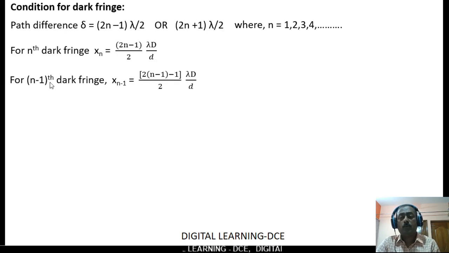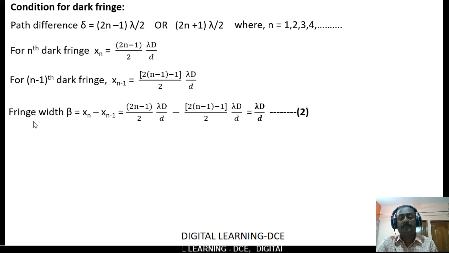For the (n minus 1)th dark fringe, that means the 9th dark fringe. Here the above equation stands for the 10th dark fringe. Here the lower equation stands for the 9th dark fringe. That means x(n minus 1) equals (2 into (n minus 1) minus 1) divided by 2 into lambda D by d. Let us see the fringe width.